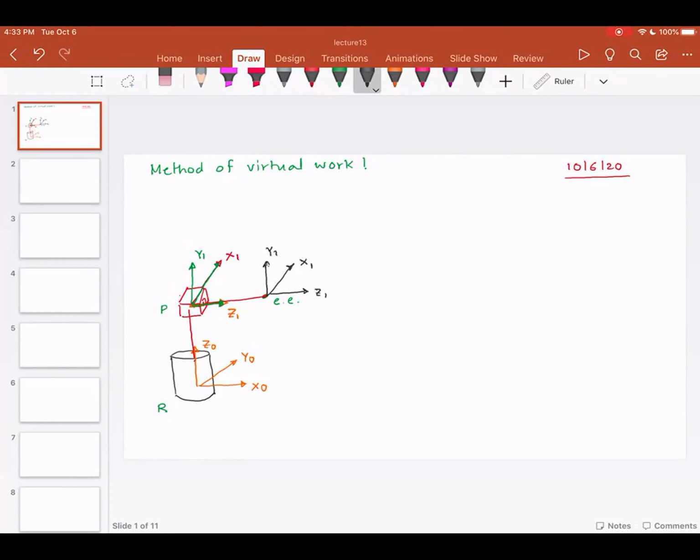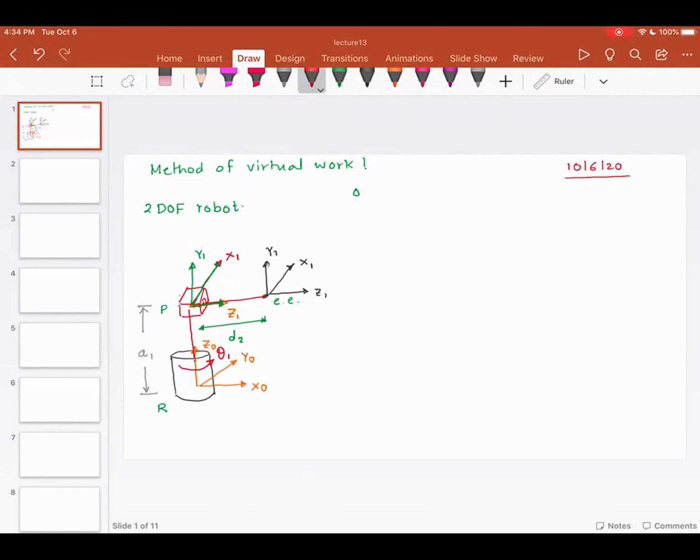Now I would give you some distances. This distance I'm going to call a1. This distance I'm going to call d1. This distance is d2. For this simple 2 DOF robot, I need to do the homogeneous transformations. So first, this would be my theta 1.